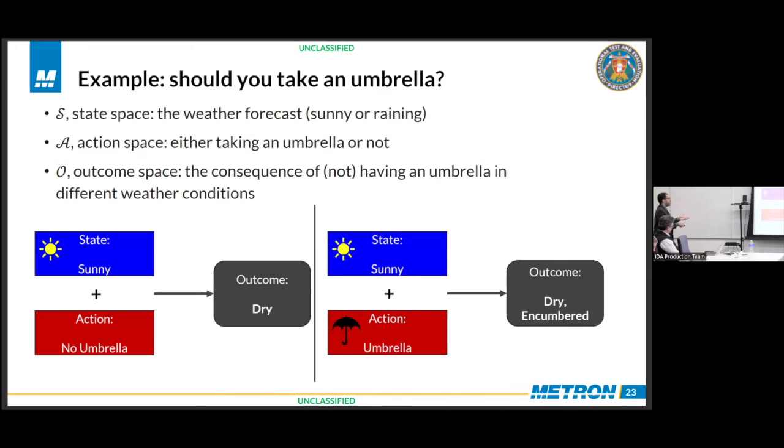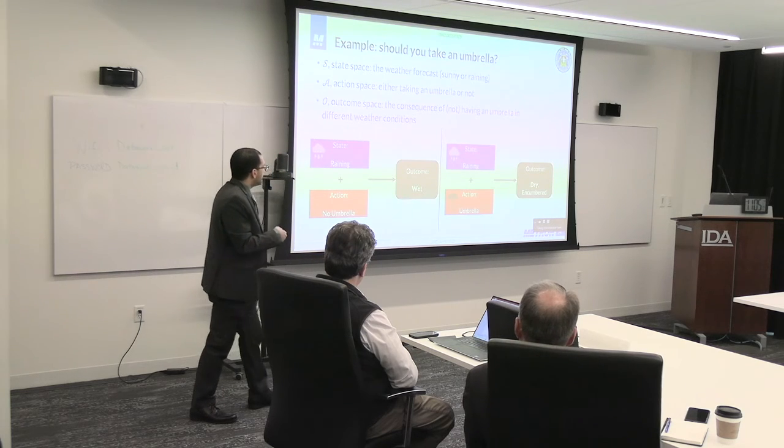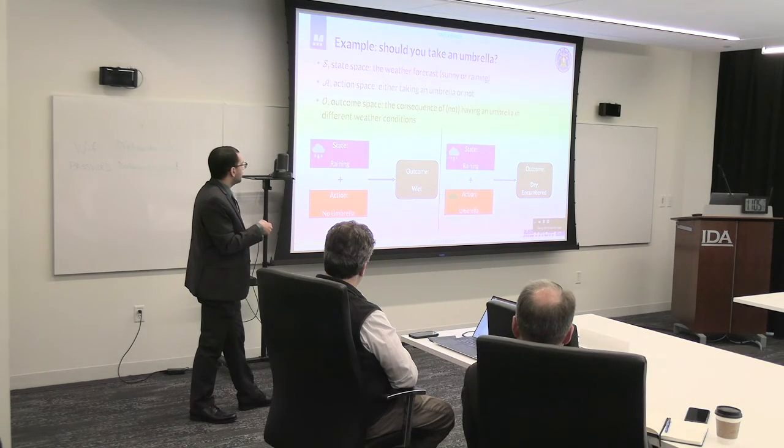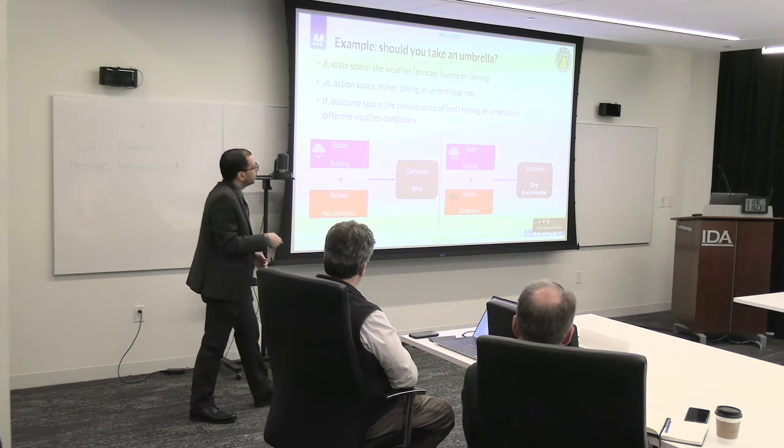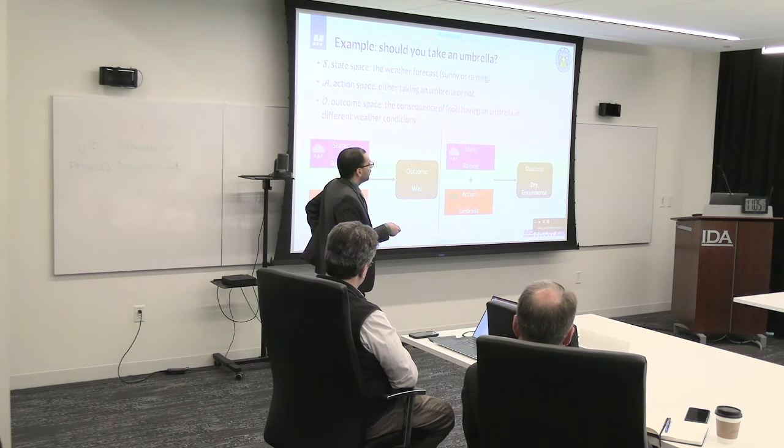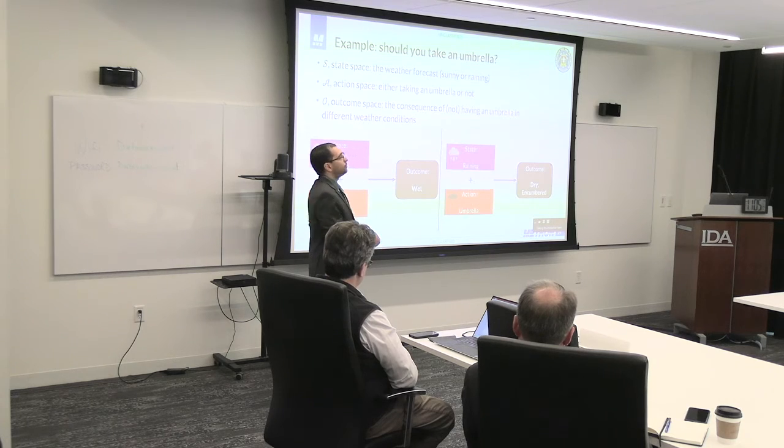So here we have the state and the action. It's sunny and you don't have an umbrella. The outcome is you're dry. Great. Now it's sunny, and you have an umbrella. Now you're still dry, but you're encumbered, meaning you now have to lug around an umbrella the whole day. Similarly, if it's raining, we'll define the outcome as raining and no umbrella, you're wet. And then raining and umbrella, you'll be dry, but you'll be encumbered. You'll still have to carry an umbrella around.